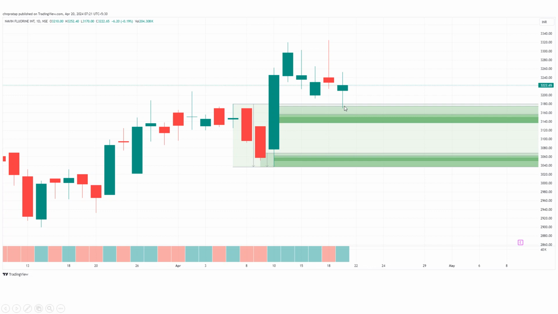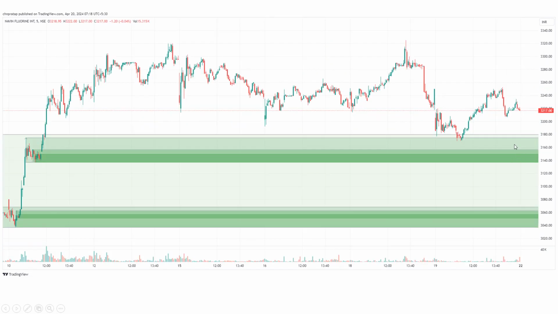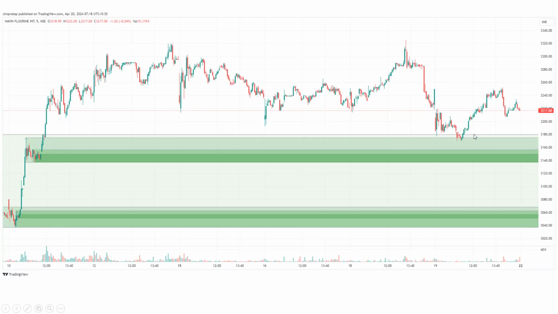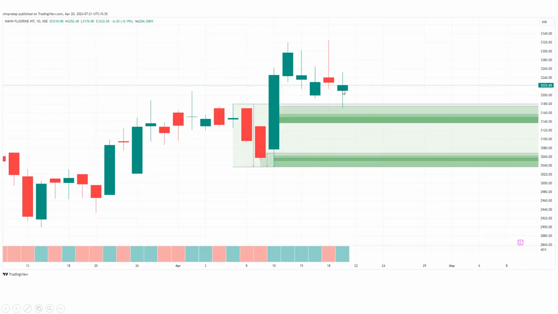There is a big rejection. Previously, when you looked into 5 minutes, you didn't get clarity. That's why I told you sometimes price rejections may not be visible clearly at lower time frames. Changing the time frame to higher time frames might give us price action clues. See, at the lower time frame you didn't have the clarity. The moment I changed it to the daily, I got the price action clue, the rejection.